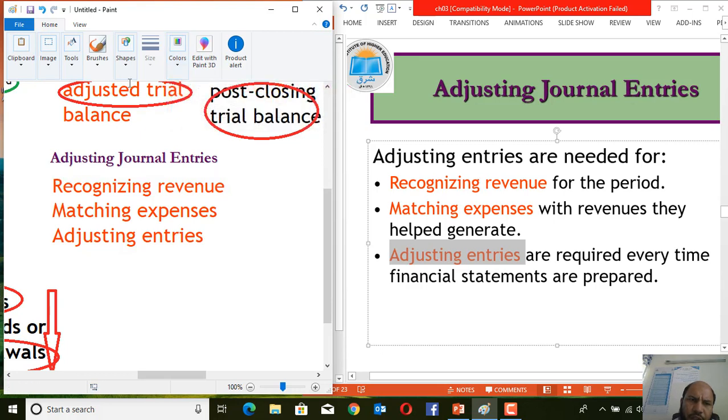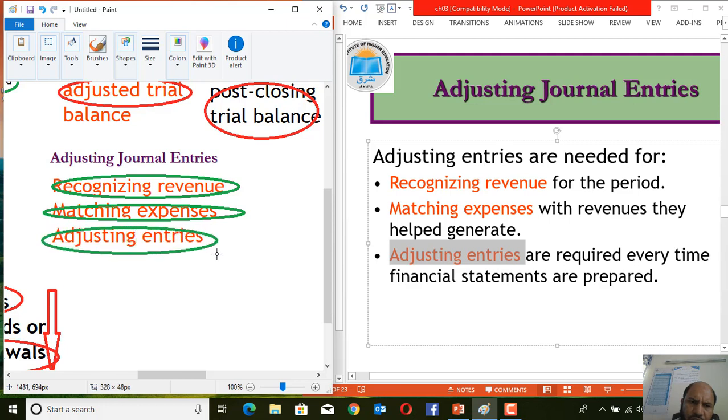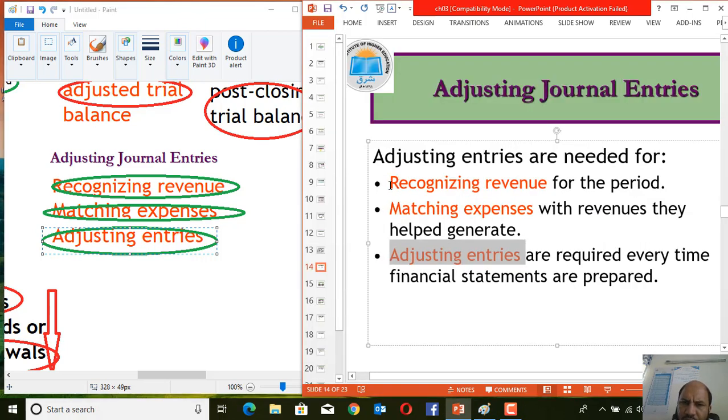The first purpose, we want to recognize the revenue. The second step is we will match expenses during the year, and finally we will do the adjusting entries. These are required for the financial statements to be prepared, and here we will match the expenses with the revenue that it has generated. Here we will recognize revenue for the period, and have we collected this revenue in the same period, that is one thing.